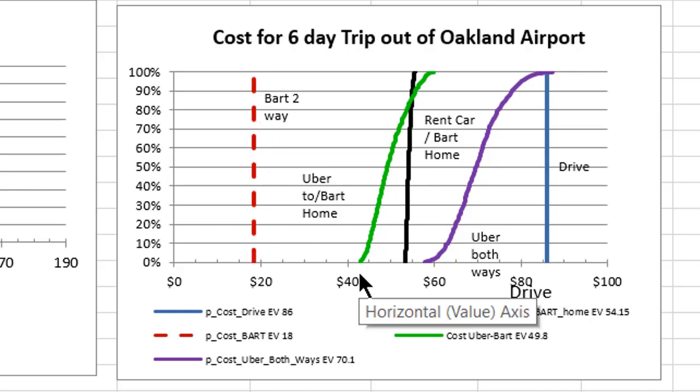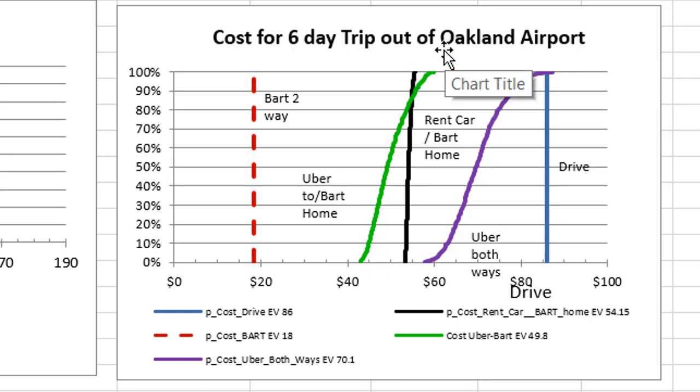There's the Uber both ways is this purple line. Cost of Uber to BART is over here. And here's Uber both ways. Oh, the black line was rental car and BART home. Rental car and BART home is the black, and this is the Uber both ways. So I got these charts, but how do I kind of compare them? How do I make a decision with all that?